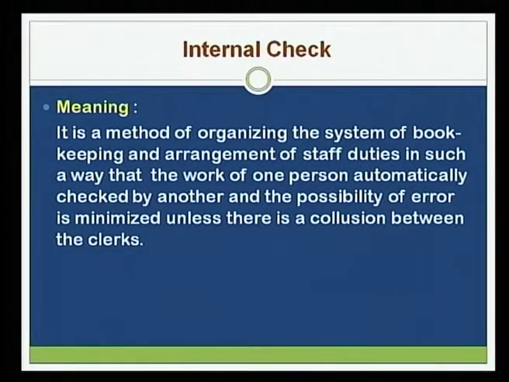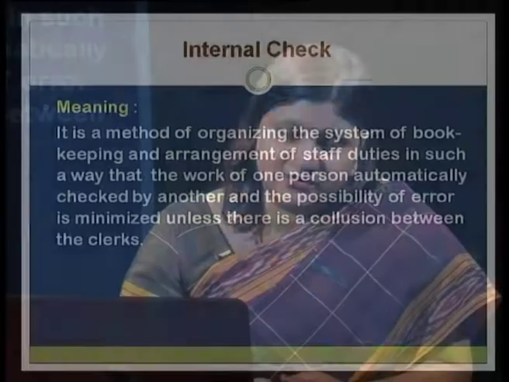Internal check is a method of organizing the system of bookkeeping and arrangement of staff duties in such a way that the work of one person is automatically checked by another, and the possibility of error is minimized unless there is collusion between the clerks. So here we can say that internal check is lesser in its scope than internal control, where internal control is an environment where the controls are in place. Internal check is a method whereby we organize the system of bookkeeping, and how the segregation of duties of the staff is being managed.